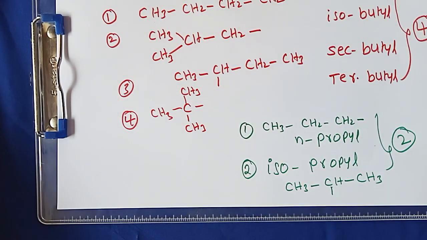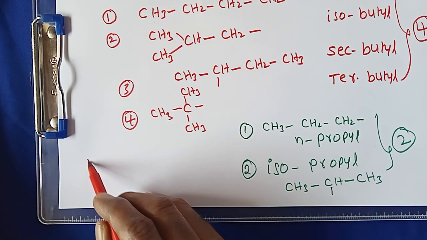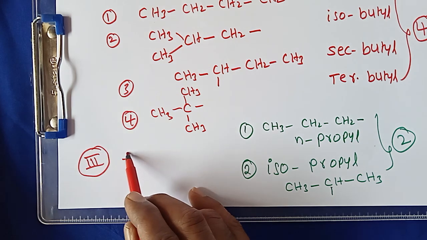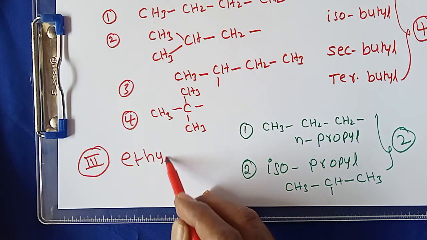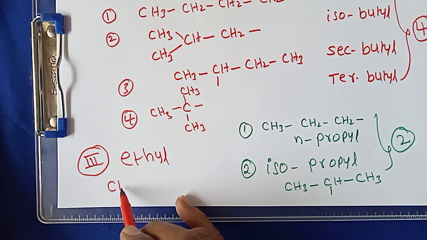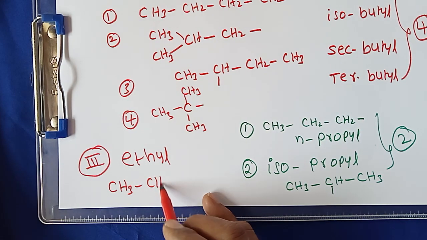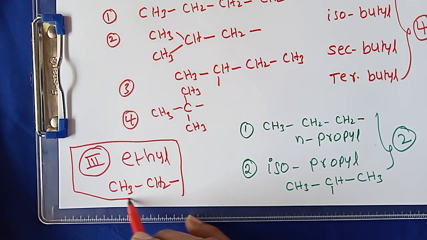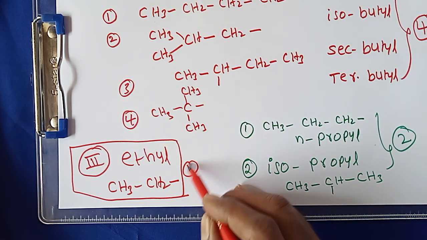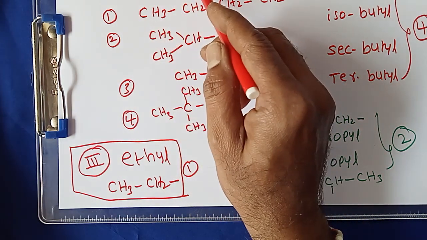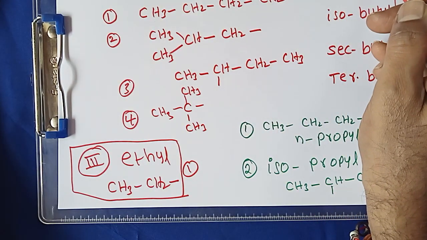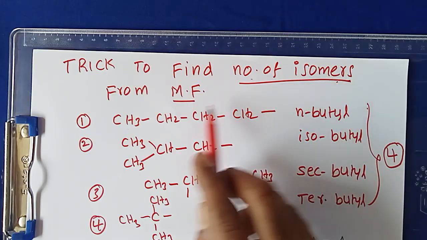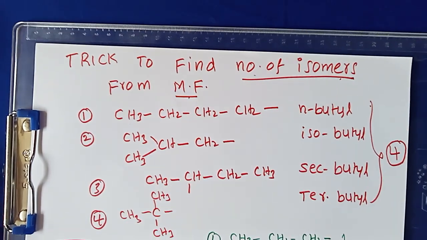Third point is number 3. This is very simple. With ethyl. Ethyl means what? CH3, CH2. Only 1. That's all. These 3 are the basic rules if you want to find the number of isomers from molecular formula.